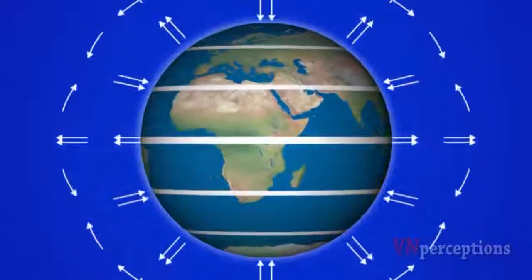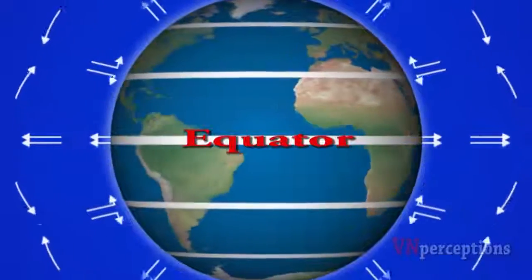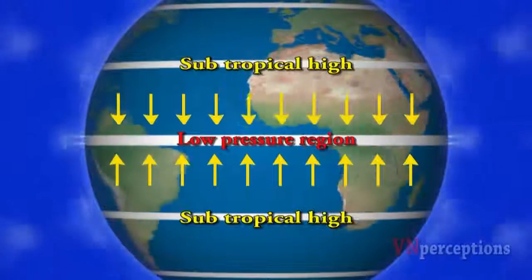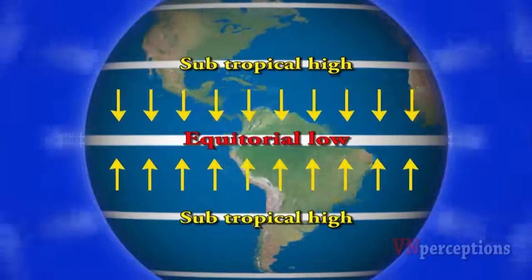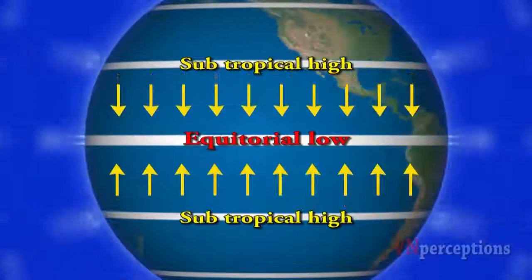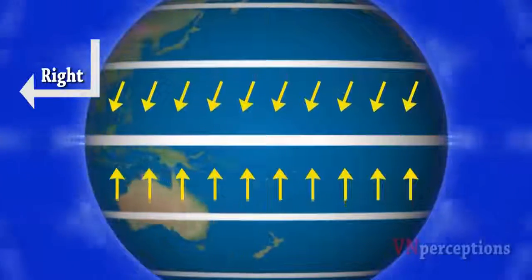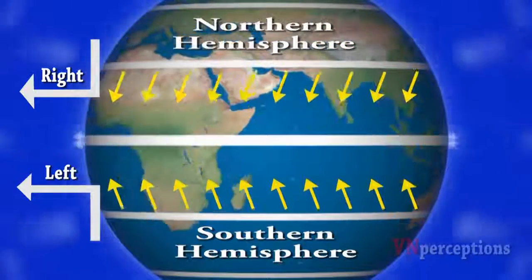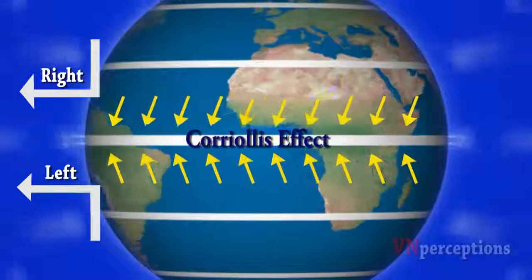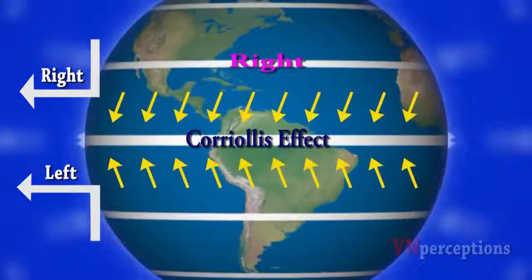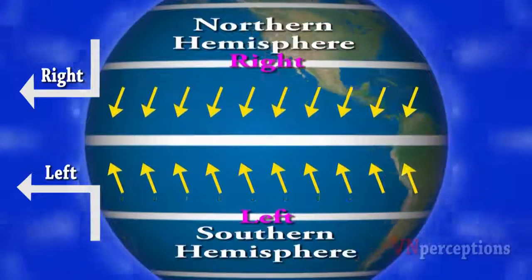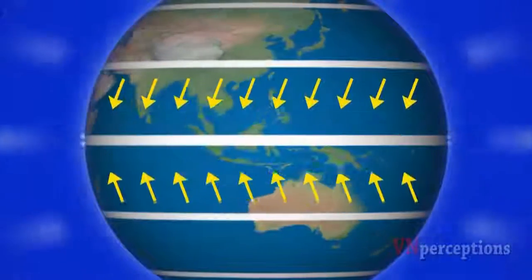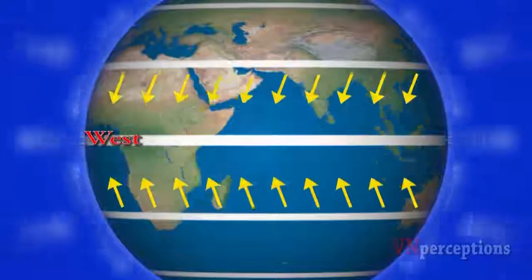On the surface of the earth, along the equator, the winds move from high pressure regions to low pressure regions. That is from subtropical highs to the equatorial low in the northern and southern hemisphere. These winds bend to the right in the northern hemisphere, and in the southern hemisphere, the winds bend to the left. And this is described as the Coriolis effect. The winds bend to the right and left in the northern and southern hemisphere respectively because the earth is spherical in shape and the earth rotates from west to east.